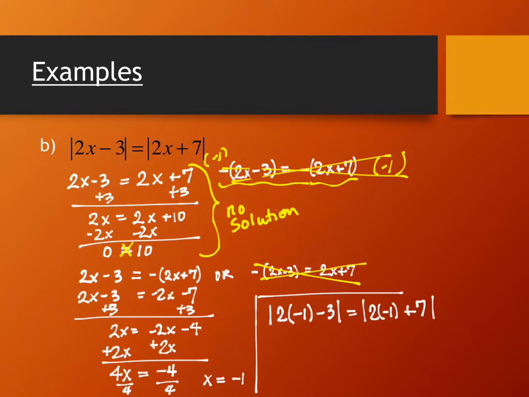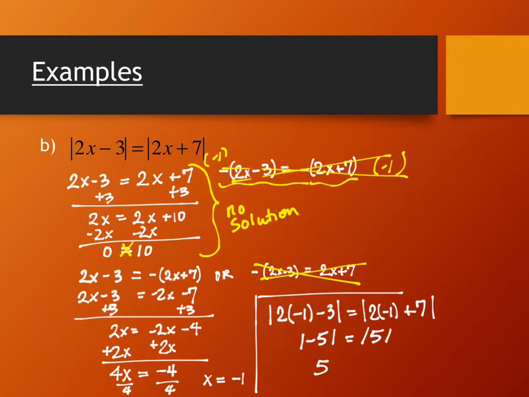Okay, so let's try to do each side. 2 times negative 1 is negative 2, and negative 2 minus 3 is negative 5. Absolute value of negative 5 is 5. So this is absolute value negative 5, and then we got 5. Okay, let's do the same thing on the other side. 2 times negative 1 is negative 2. Negative 2 plus 7 is 5. So I have an absolute value of 5.